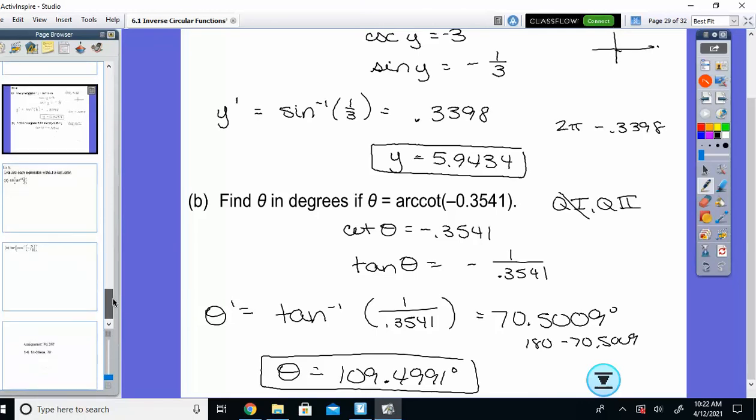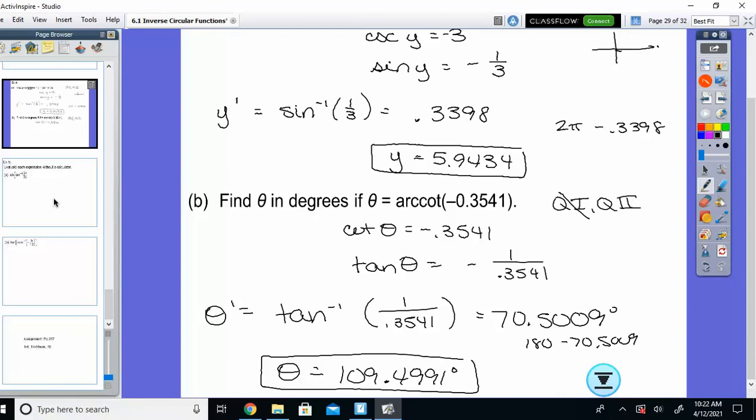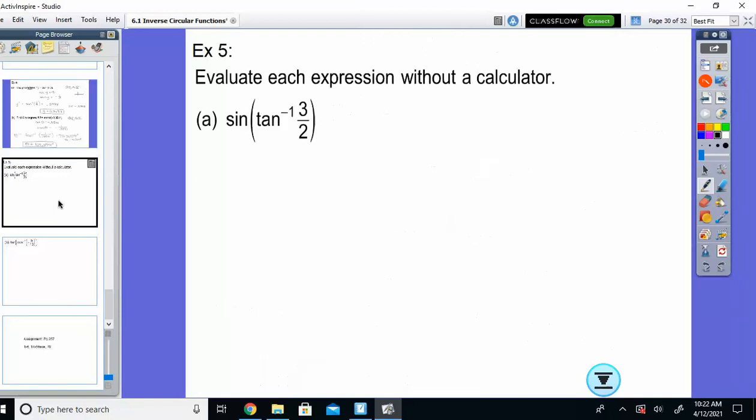Okay. For some reason, I don't think my very last example printed. So just flip it over. This is my last example. I think I only have one question on the homework like this.